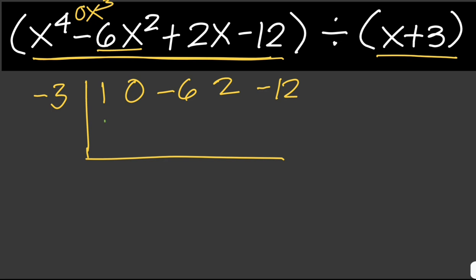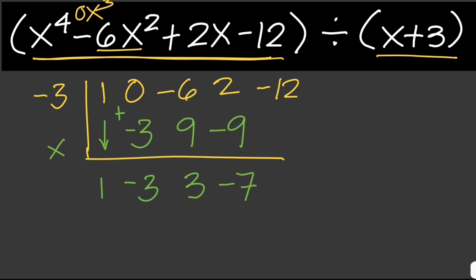Right, we bring down the first number, so this would be 1, and we multiply. So 1 times -3 is -3, and then we add 0 plus -3, this is -3. -3 times -3 is 9, then -6 plus 9 is 3, then 3 times -3 is -9, then 2 plus -9 is -7, and -7 times -3 is positive 21. Then -12 plus 21 is equal to positive 9.